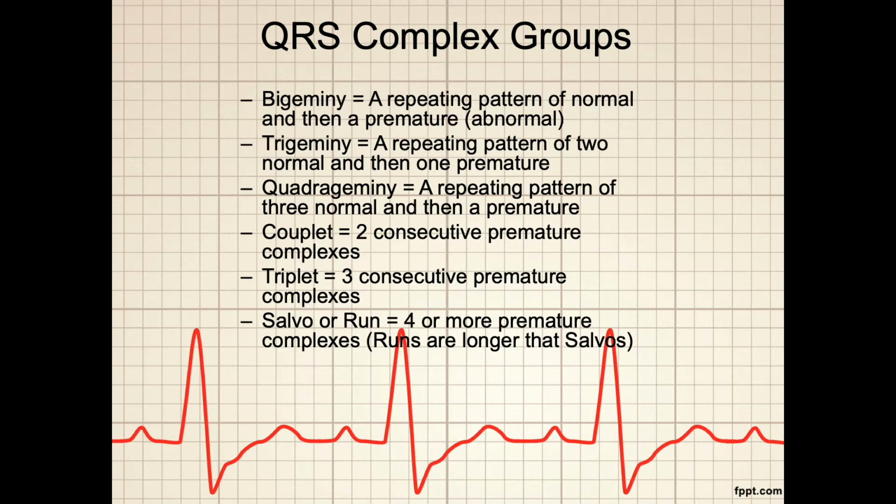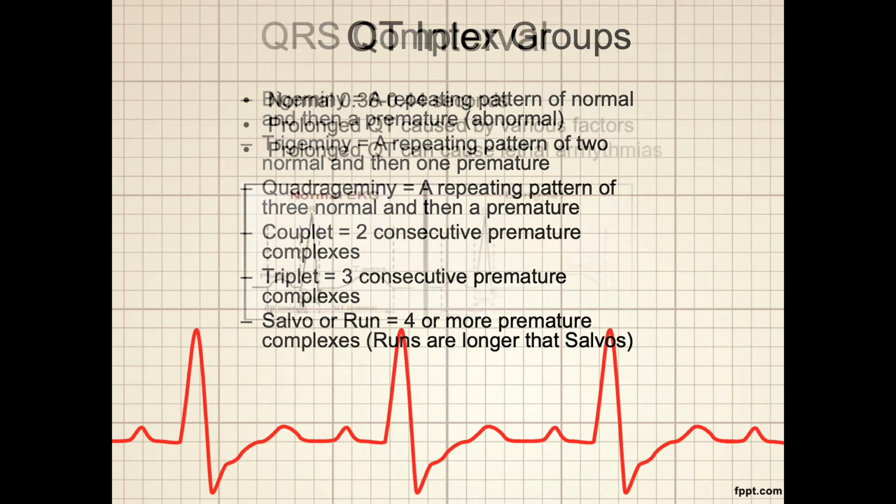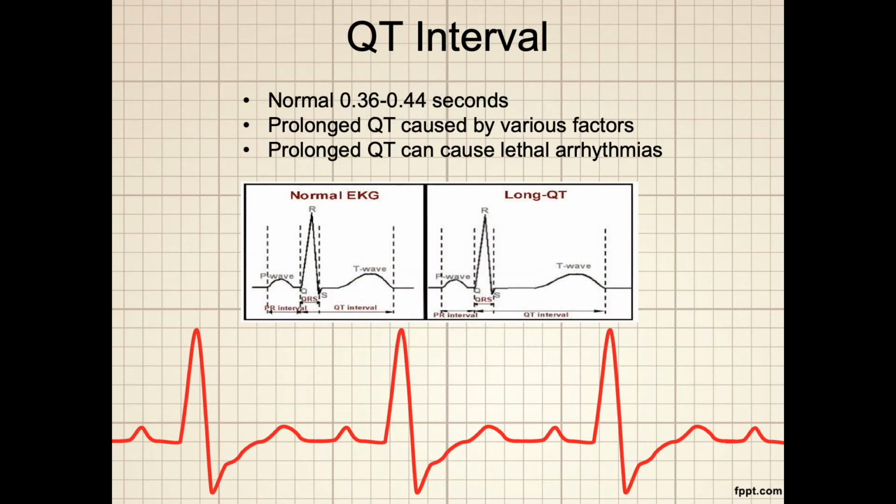With something called a couplet, there are two consecutive premature complexes. And in a triplet, there are three consecutive premature complexes. If four or more premature complexes occur in a row, that's called a salvo or a run. You should know that runs are longer than salvos. There is no hard number that determines the difference of a run and a salvo.